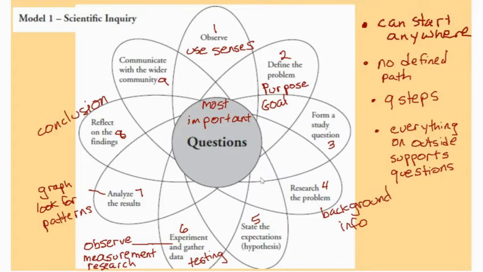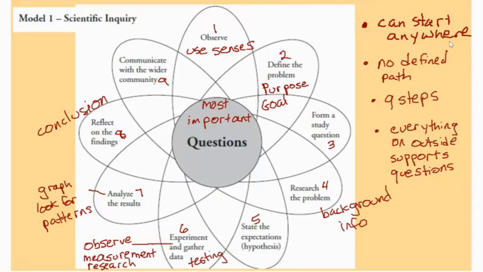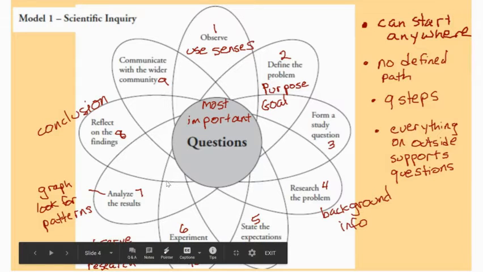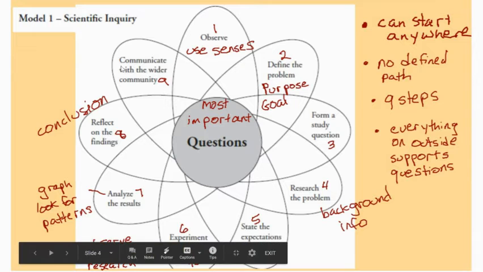Now, this is also arranged in a way that you can really start anywhere. There's not a defined path. There are overall 9 steps, but you don't necessarily have to start in a certain order. You may not even progress in a certain order. You might have to go back depending on what happens throughout each of these steps. So you don't just move from 1 to 9 and that's it.